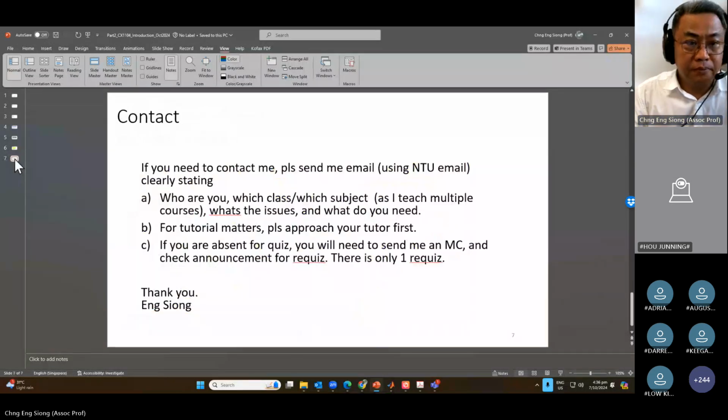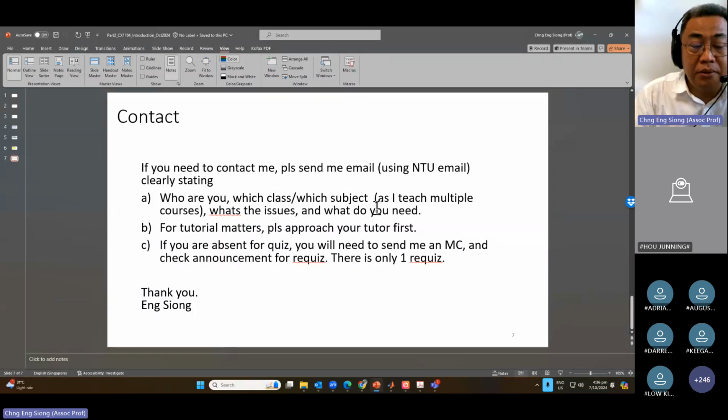All right. Now, if you need to contact me, please use your NTU email to send and tell me who you are, what class, and because I teach 2 class courses, you have to tell me which course you're talking about, and this is linear algebra. And for tutorial matters, please approach your tutor first. And for MCs, for quizzes, you must send an MC, and I will do a requiz for you. Or if there's any problem with the lockdown browser during the quiz. Okay, so that's what I have first, and then we can do the lecture proper.